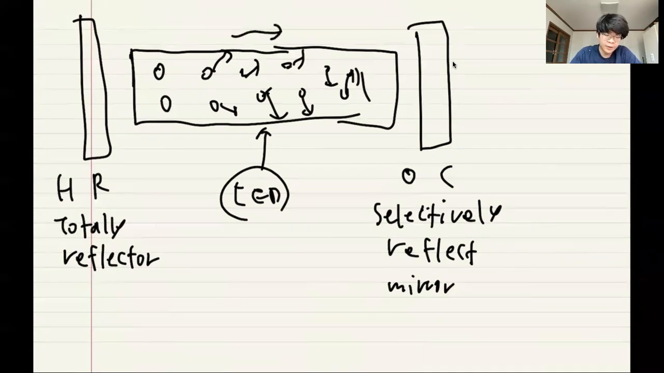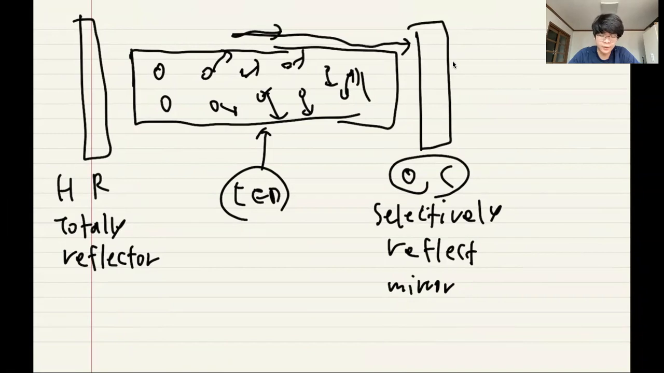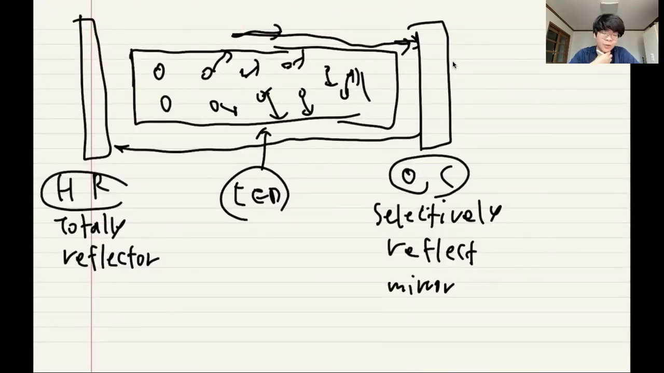So then when the light reaches the OC, which reflects selectively, it is basically a mirror. So then the light flux would be reflected by the highly reflective mirror. After going through these highly reflective mirrors, it reflects the total light flux.